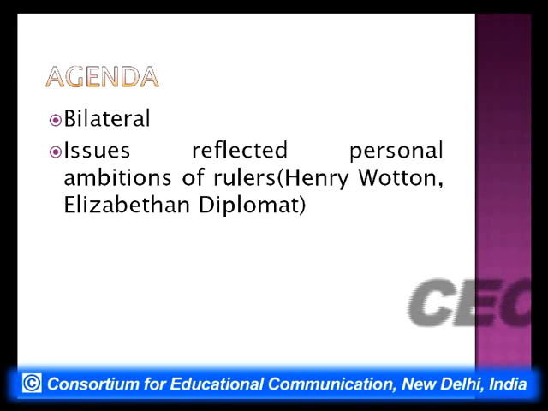Now, the agenda was mostly bilateral. What were the issues that they were negotiating? These were strictly bilateral, and more often than not they reflected the personal ambitions of the rulers. For example, I would like to quote one of the diplomats, Henry Wotton, an Elizabethan diplomat, who would often say that a diplomat is an honest man who is sent abroad to lie on behalf of his country. This diplomat who goes there to lie is using dishonesty and deceit rather than fair means. So, this was all about diplomatic techniques.